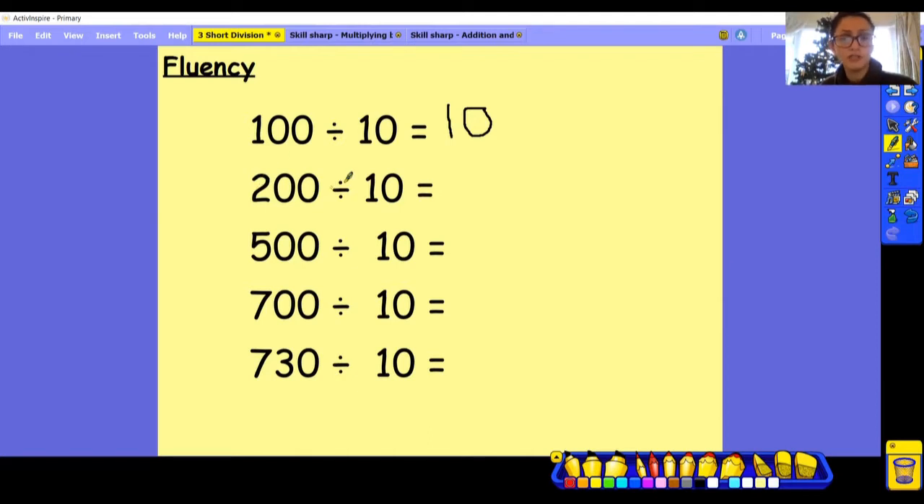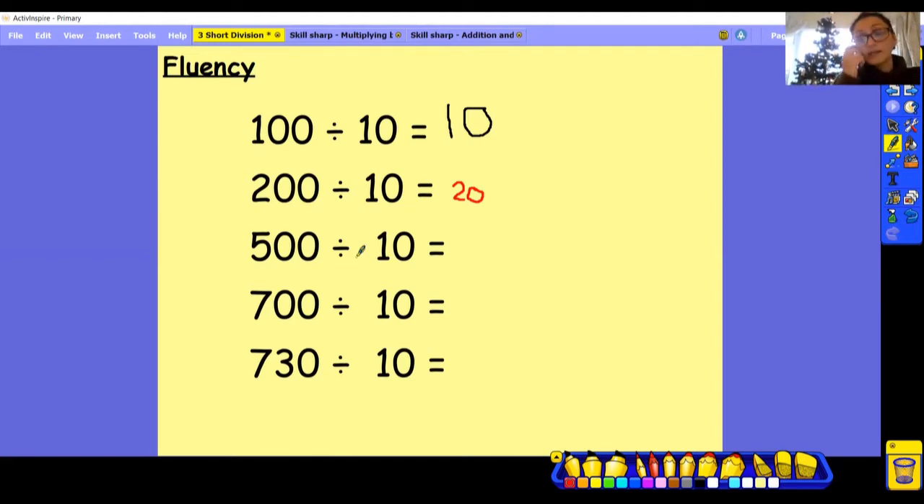So we're on to this next one. We've got 200 divided by 10. So remember, it gets 10 times smaller, so it loses a placeholder. So 200 divided by 10 is going to equal 20. Have a go at the next three on your sheets at home and see if you can work them out for me. Have a quick pause if you need to.